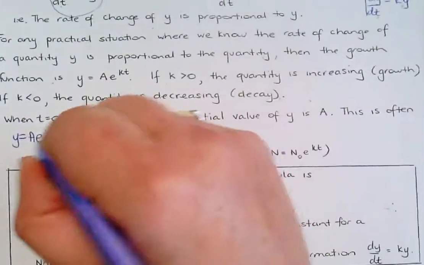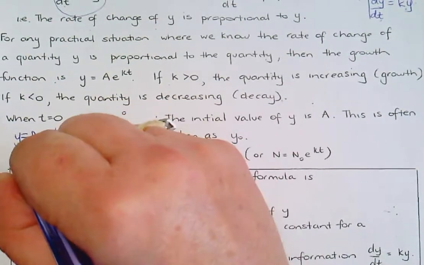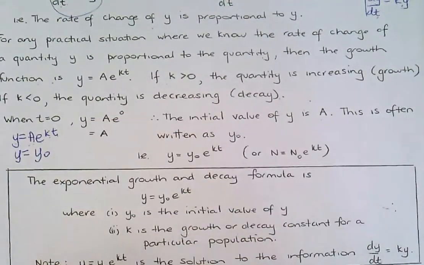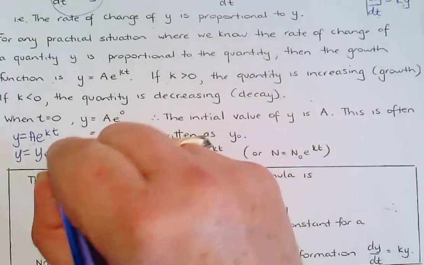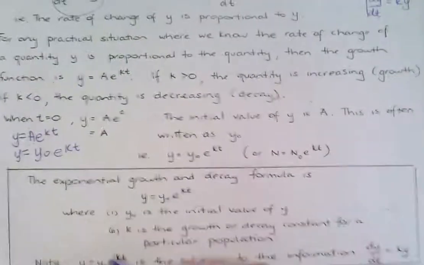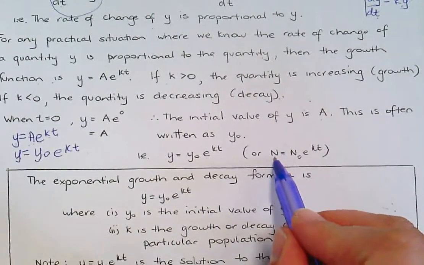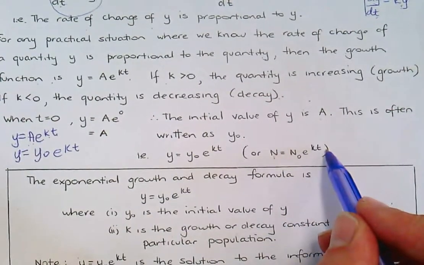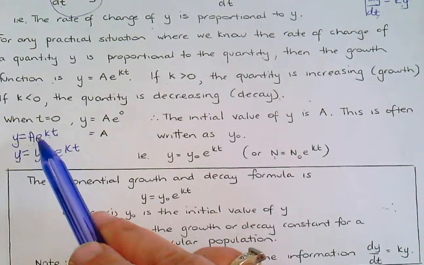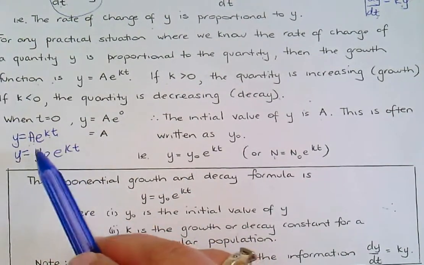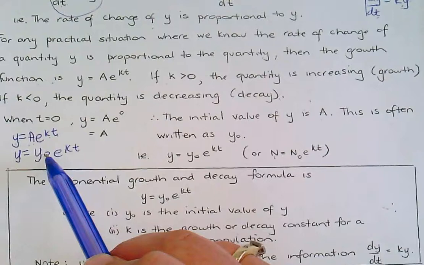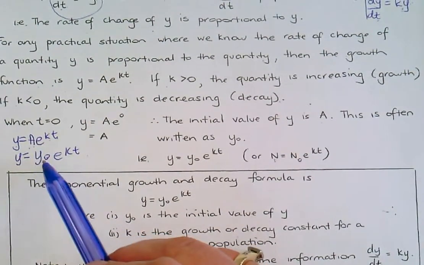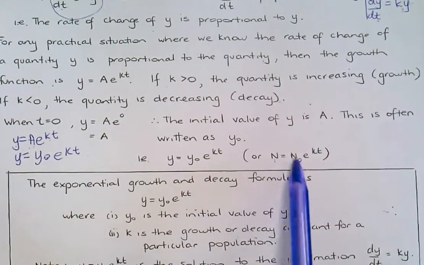So instead of writing y equals ae to the kt, you can sometimes see it written as y equals y sub 0, in other words, subscript 0, e to the kt. Or you can also see it written like this, n equals n sub 0, e to the kt. The main thing is that the reason they're calling this sub 0 is because it's the initial amount at time 0.